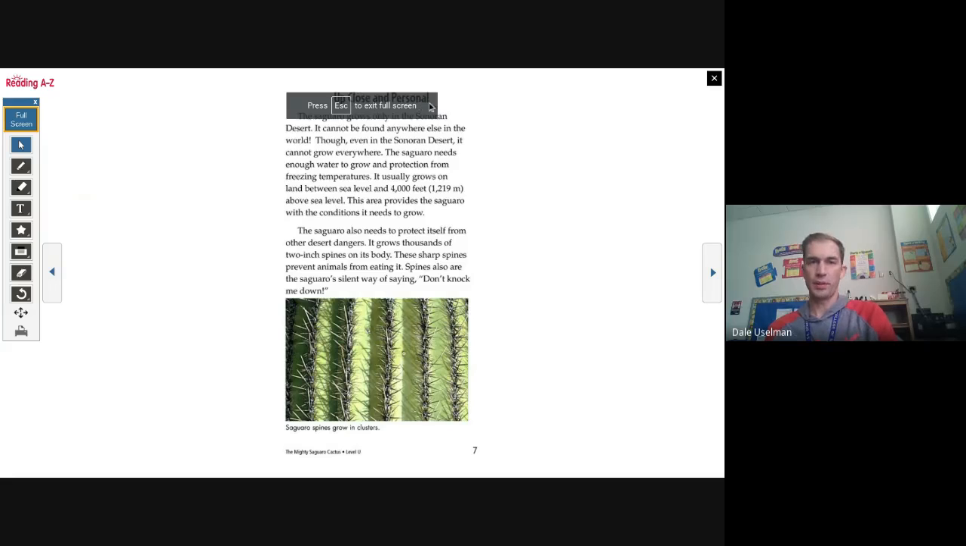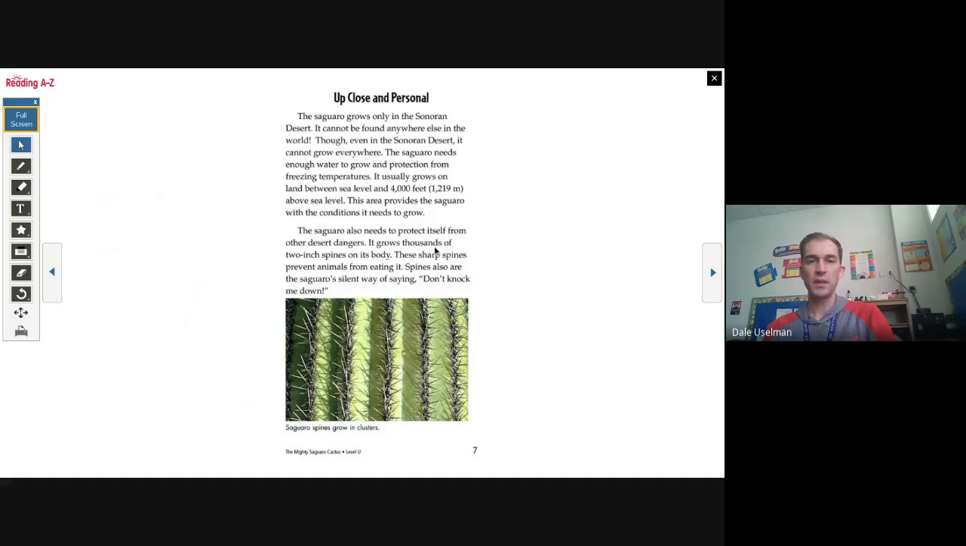Up close and personal. The saguaro grows only in the Sonoran Desert. It cannot be found anywhere else in the world. Though even in the Sonoran Desert, it cannot grow everywhere. The saguaro needs enough water to grow and protection from freezing temperatures. It usually grows on land between sea level and 4,000 feet, which is 1,219 meters above sea level. This area provides the saguaro with the conditions it needs to grow. The saguaro also needs to protect itself from other desert dangers.